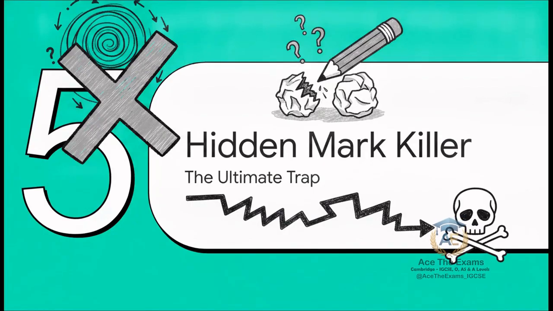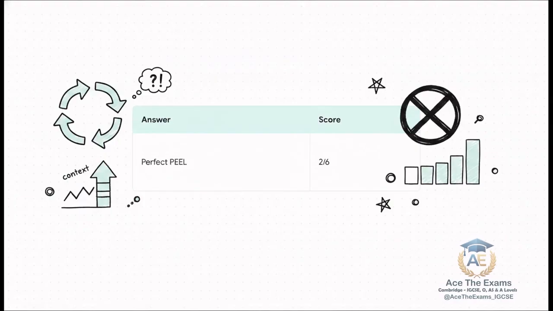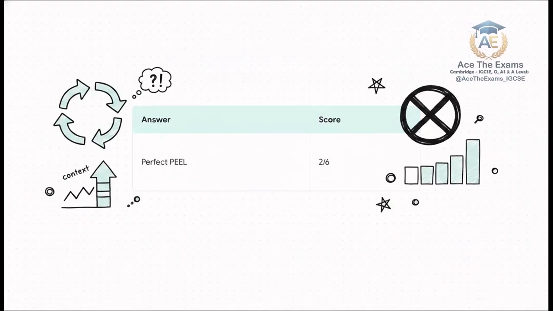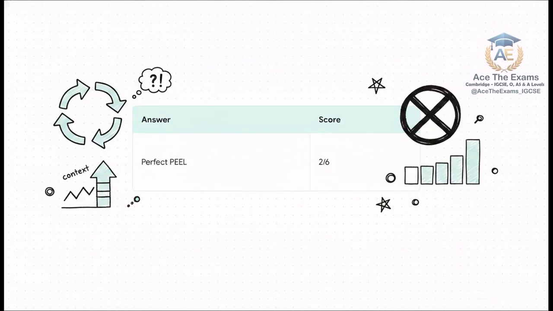Part 5, the hidden mark killer. Okay, this is where things get genuinely dangerous. You could do everything right and still fail. Look at this performance breakdown. Imagine this. You apply the Peel framework perfectly. You use the context. You explain the exact sequence flawlessly, but you still score only 2 out of 6 marks.